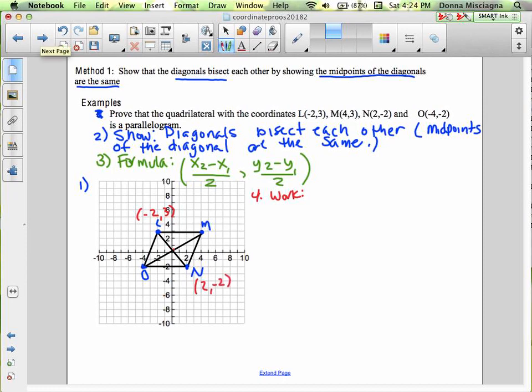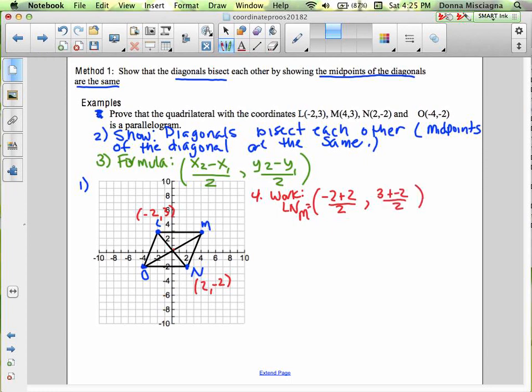because that's the diagonal. So we take the difference in the x coordinates, -2 plus 2, divided by 2. And this is for LN. I probably should write that. And I'm just going to put a little m here to stand for midpoint. You can use whatever letter you like, but m for midpoint makes sense. So -2 plus 2 divided by 2. And then the difference in the y coordinates divided by 2, 3 plus -2 divided by 2.